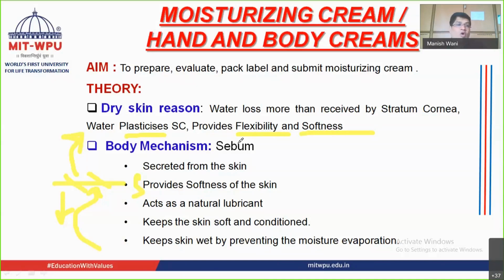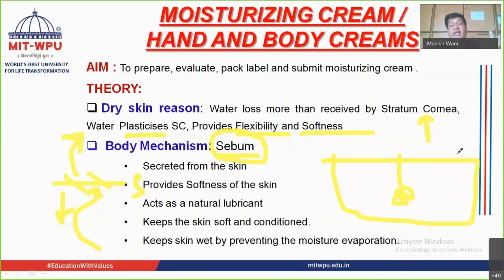The body has its own mechanism also to take care of this loss of moisture from the skin. Okay. The body mechanism is dependent upon the sebum. As you have seen in the structure of the skin, you have the sebaceous gland, and these sebaceous glands liberate this sebum. We have earlier seen the role of sebum a lot when we were seeing cleansing cream. That time we saw what happens when the secretion of sebum is high. The skin is going to become oily, and that is the time that you require the cleansing cream.